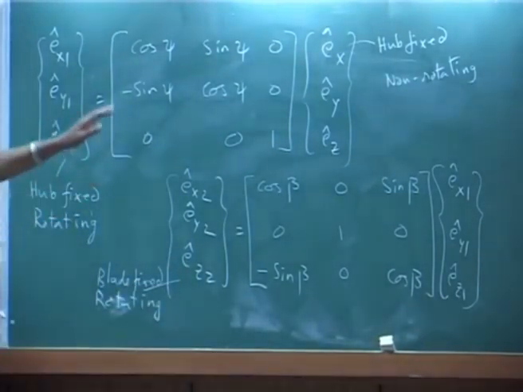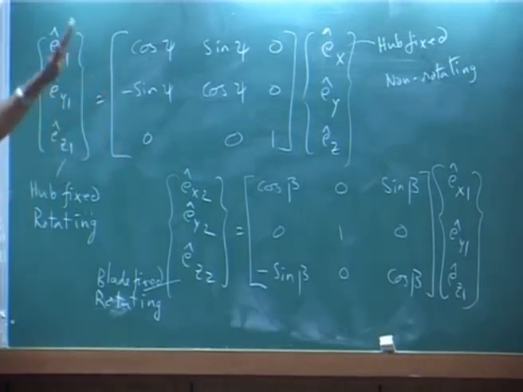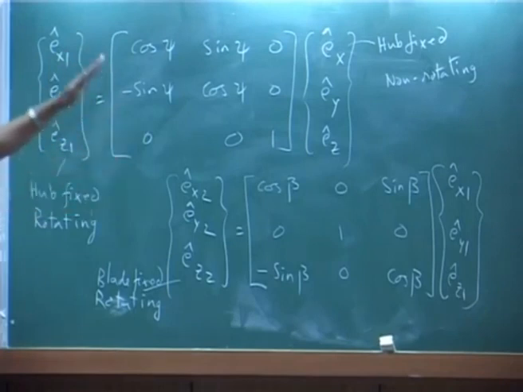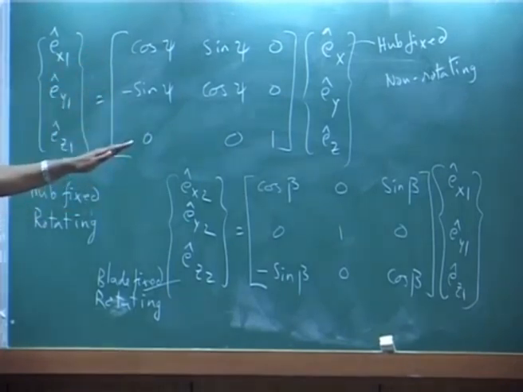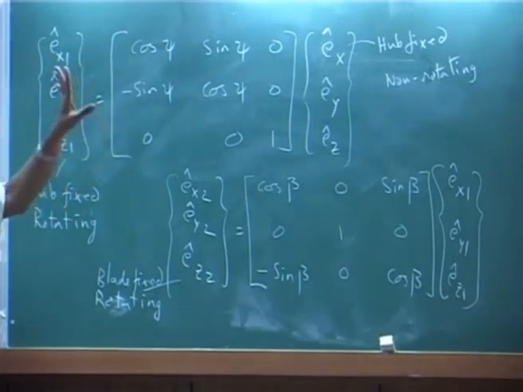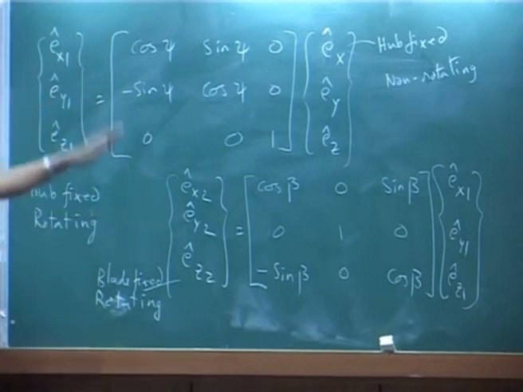And I am assuming my blade is rigid. It is a rigid blade, it can only do like this. It is not an elastic blade. So please understand, it is a rigid blade assumption, only flap motion. That is it. Now you have this transformation.